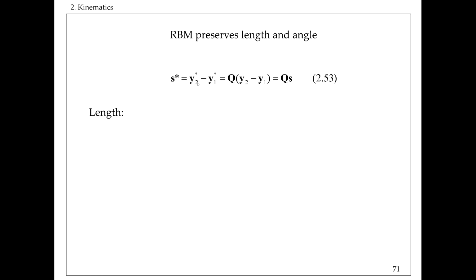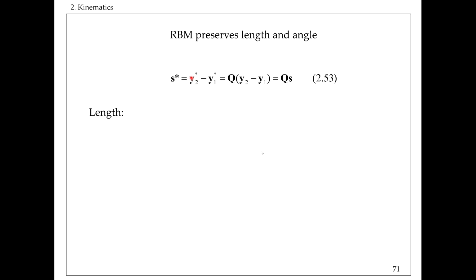S star is the vector that is the difference between these two new position vectors after rigid body motion superimposed on the deformed state.